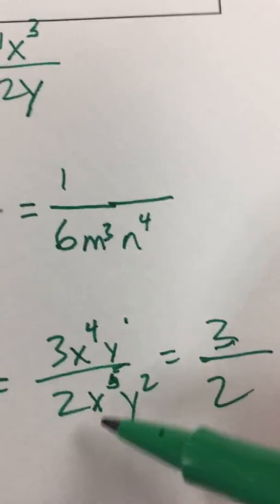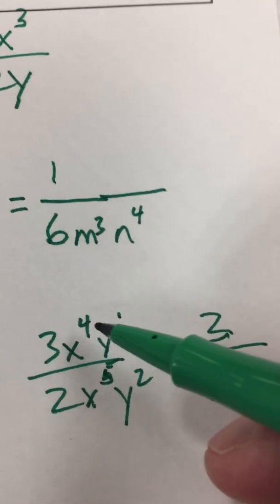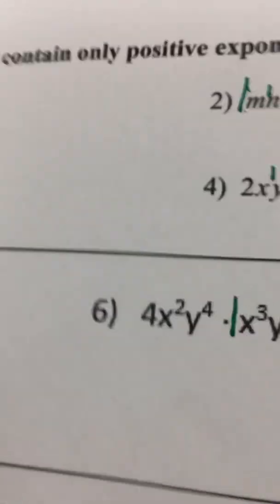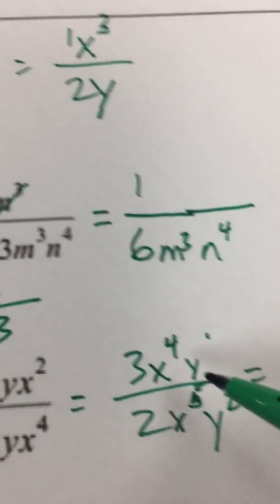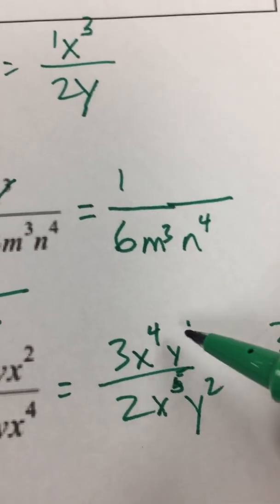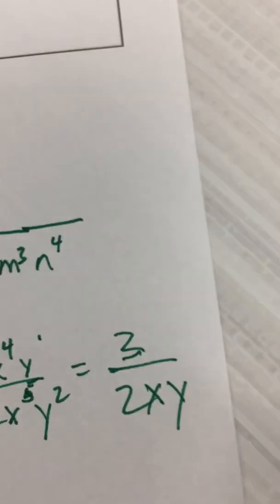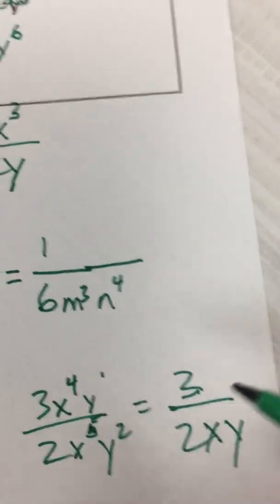I got 4 x's on top and 5 x's on bottom. So 4 of these cancel 4 of those. I'm left with 1 on bottom. 5 minus 4 is 1. So I've got 1 x on bottom. And then I've got a single y on top and two y's on bottom, so that 1 cancels out one of these. I'm left with 1 y on bottom. So your final answer is then 3 over 2xy. There you go.